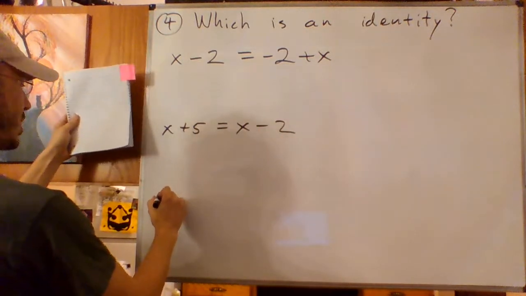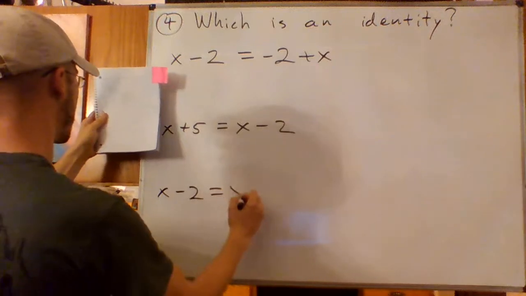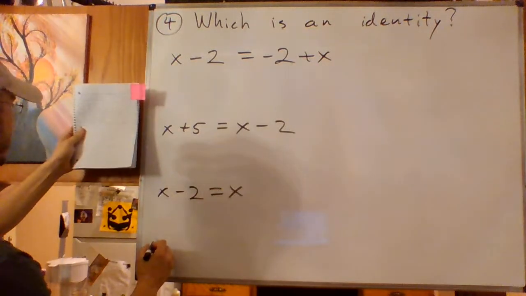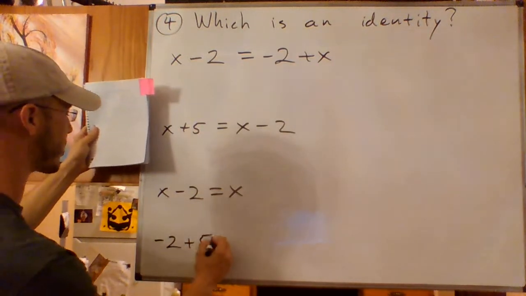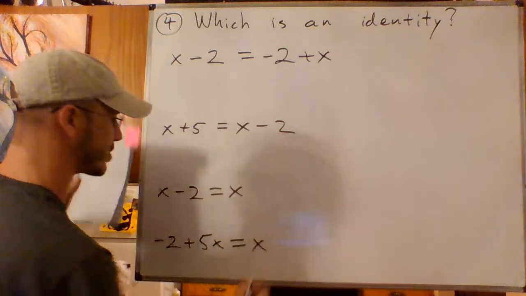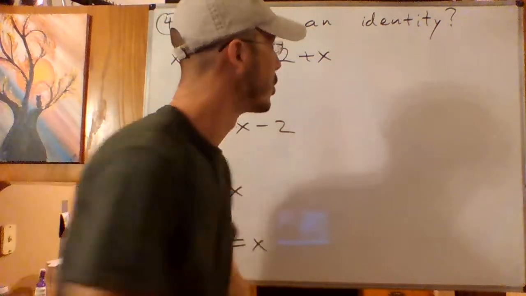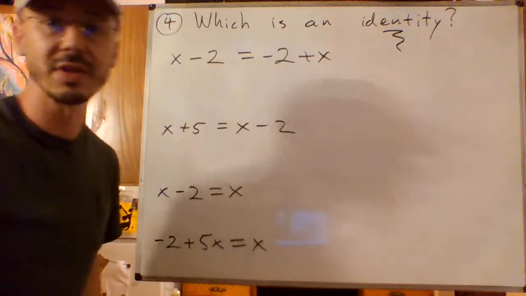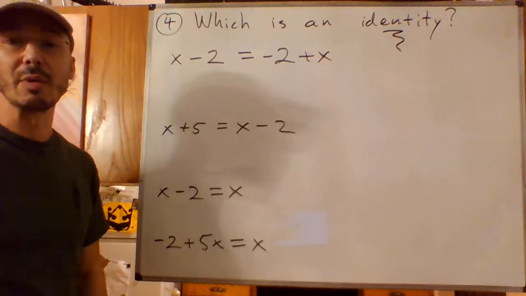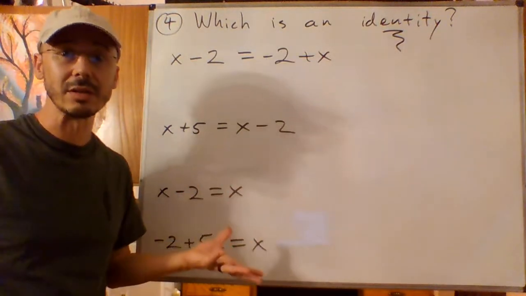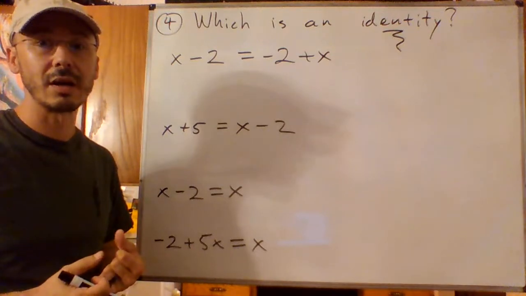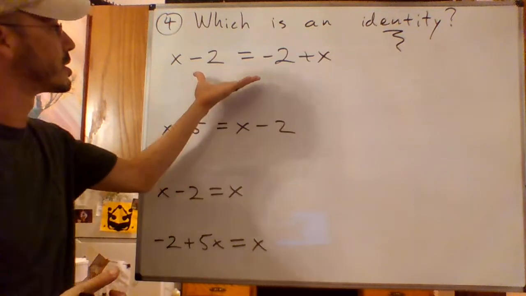The next one was x minus 2 equals x. And the next one was negative 2 plus 5x equals x. We're looking for the identity. Which one of these is identically true? And we can do that by doing the thing where we solve it. And if we get, well, let's see what happens.